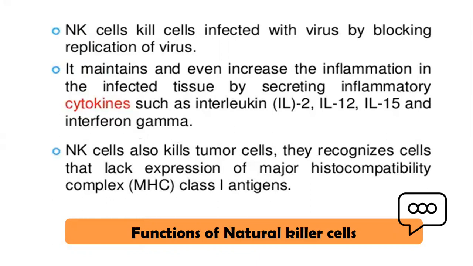Finally, they also identify and kill the tumor cells. How do they identify the tumor cells and the virally infected cells? Who is going to tell me how they identify them? Because all such cells lack the major histocompatibility receptor, right? They do not have the antigen for class 1 major histocompatibility. So that is all about the natural killer cells.